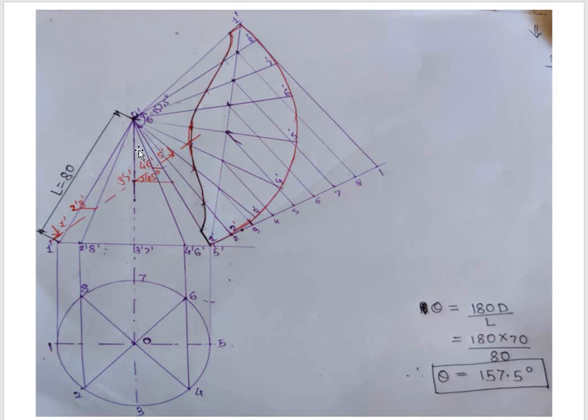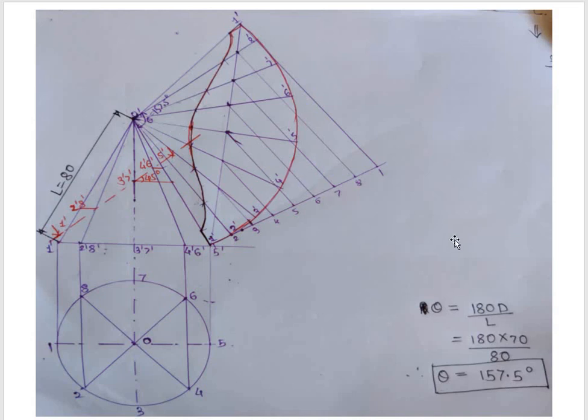Okay, so in this diagram, O' 1' and O' 5' are the true length of the cone. That's why you have to take O' 5' in the compass as the true length and make the arc. Up to what? For that purpose, in the case of a cone, I have already told you, we have to find this theta angle.